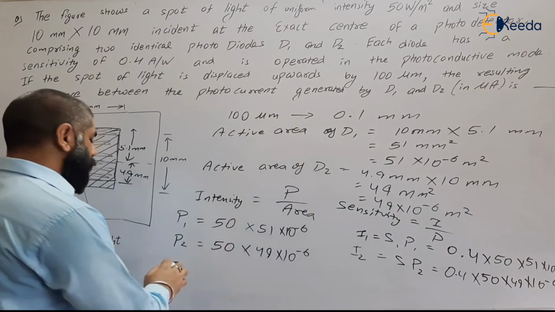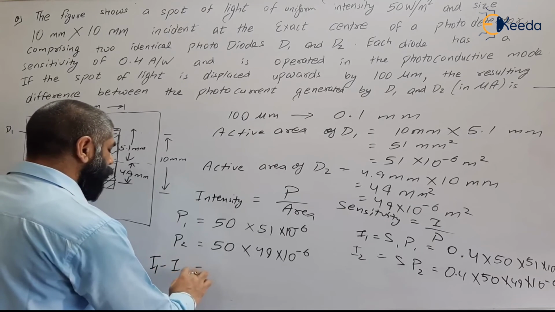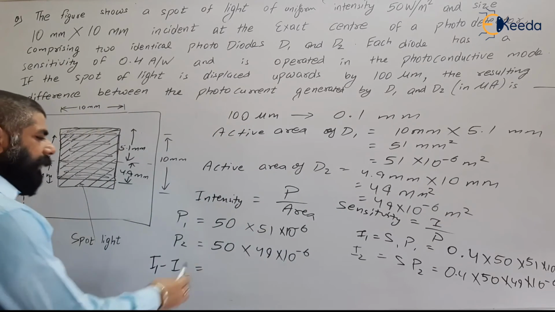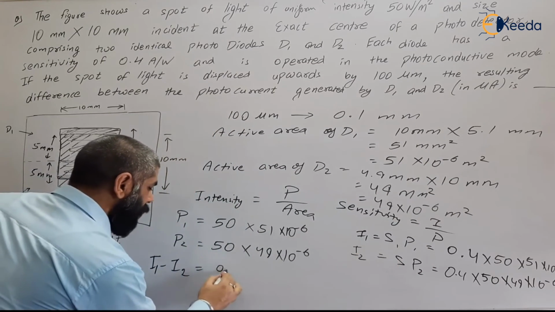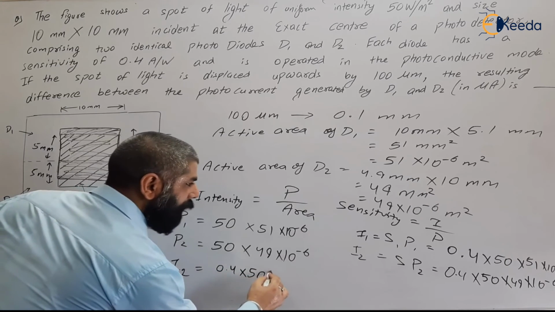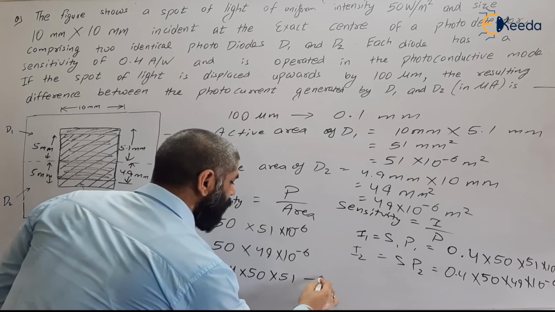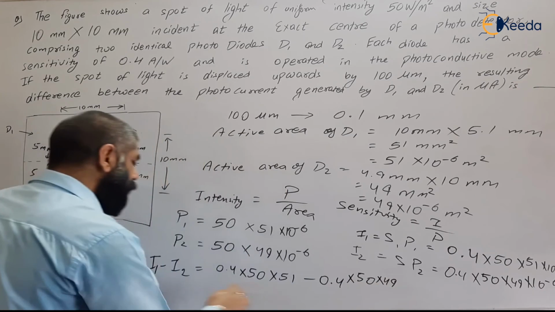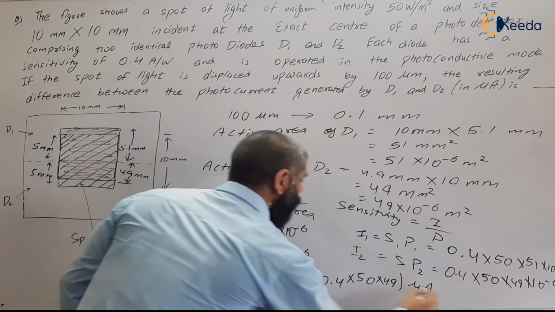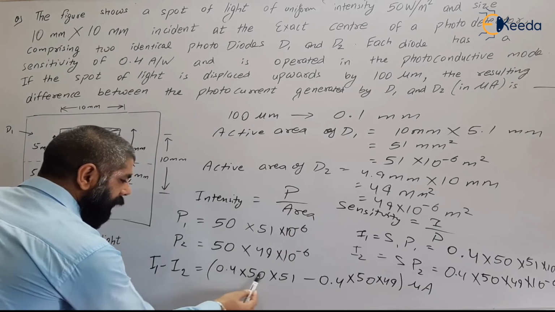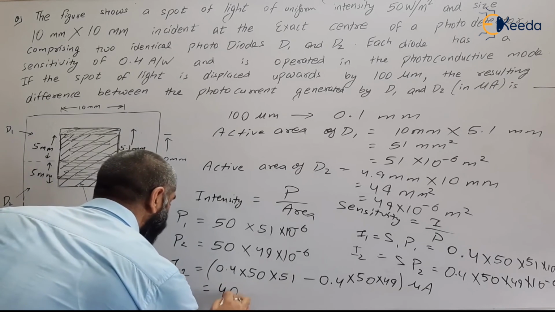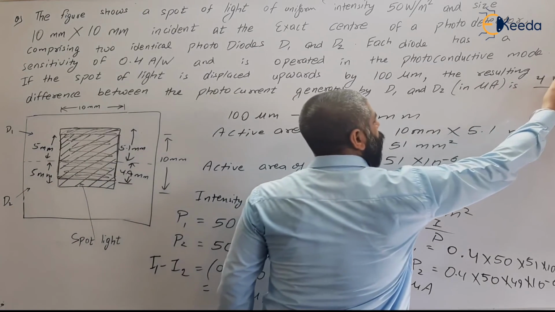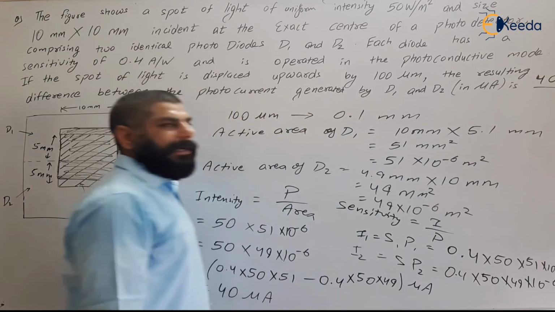We have to calculate the difference. So that difference I1 minus I2 will be equal to, because we have to calculate the photocurrent generated by D1 and D2, the difference of I1 and I2. So I1 minus I2 comes out to be 0.4 into 50 into 51 minus 0.4 into 50 into 49. That will become microampere. So if you solve this, zero gets cancelled. So this will come out to be 40 microampere. So you have to type only 40 from the keyboard. So that will be the final answer, 40 microampere.